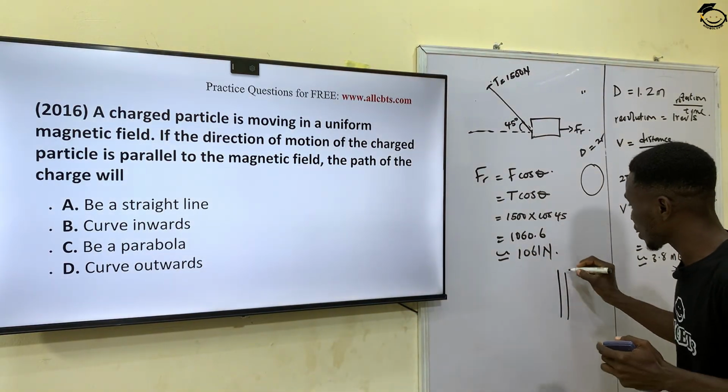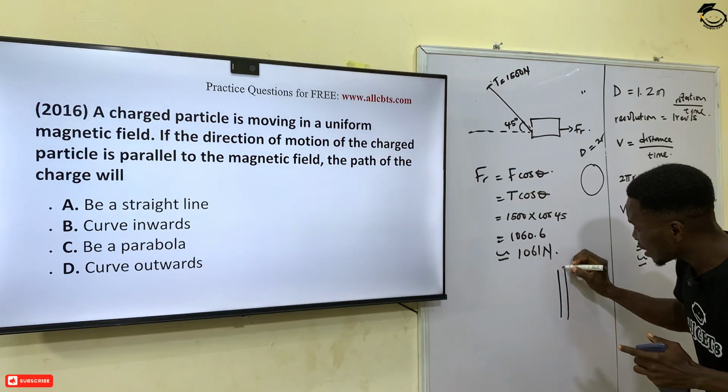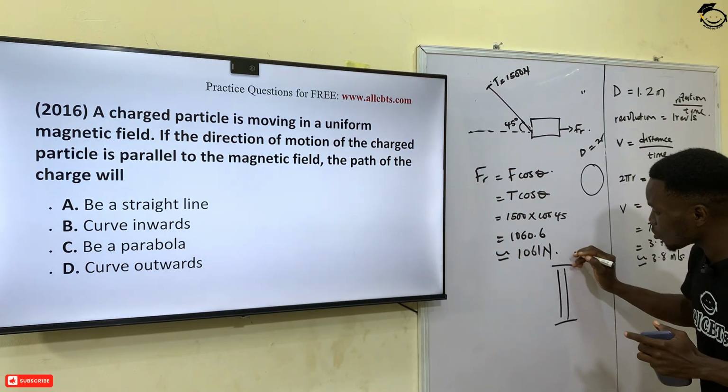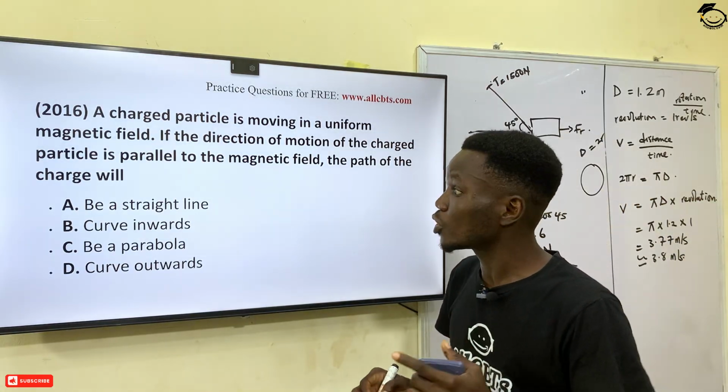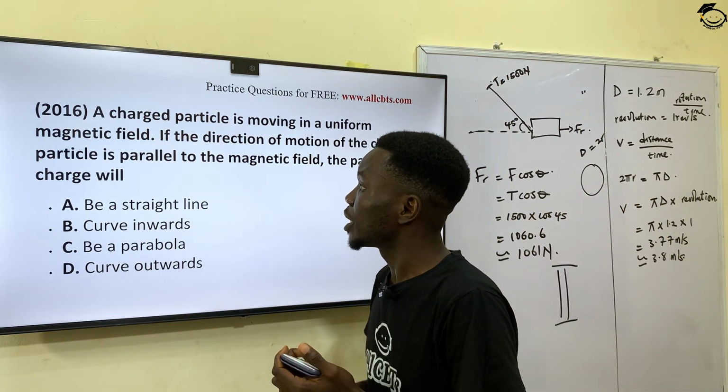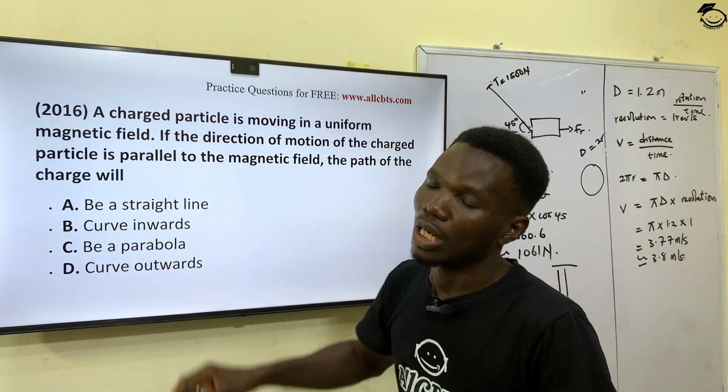They might not be moving in the same direction, but they are both side by side. So it is a straight line, because they are parallel. So the correct answer to this question is that it will be a straight line.